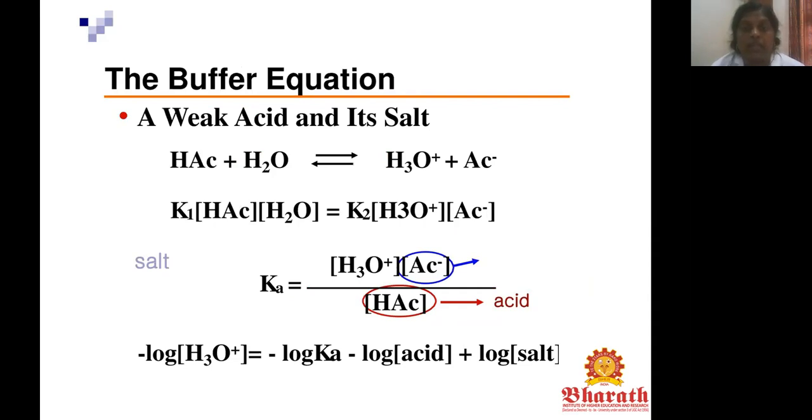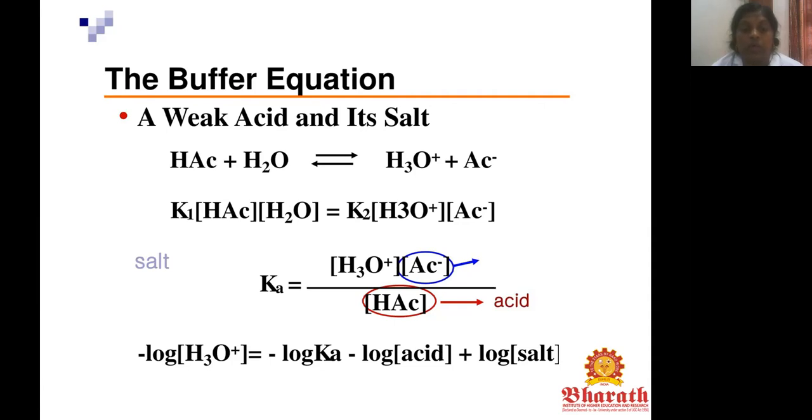For a weak acid and its salt, we have to write HAc plus H2O, which is a reversible reaction, so we will get H3O+ and Ac-. Here, in the salt formation, as a constant we can write [H3O+][Ac-] divided by [HAc], which gives the salt form of the acid.